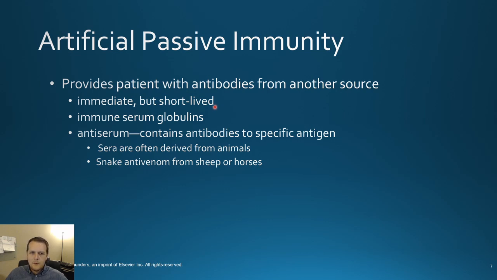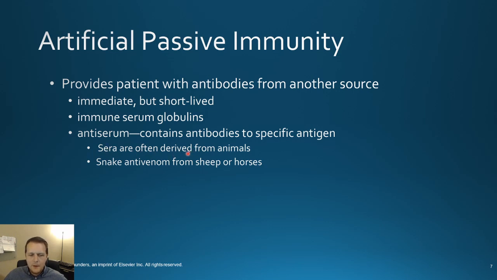And so this can either come in the source of things like immune globulins we can administer. Basically, if you were to ever donate plasma, you're donating your immune globulins to potentially give to someone else. Or we actually have anti-serum, which are antibodies to a specific antigen. Usually we're going to get this derived from animals.